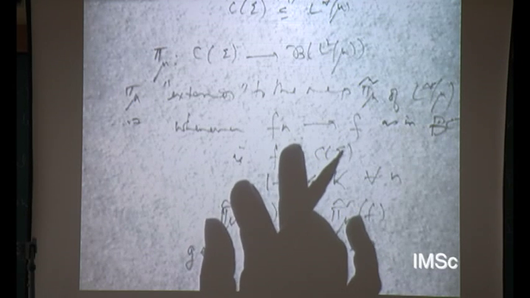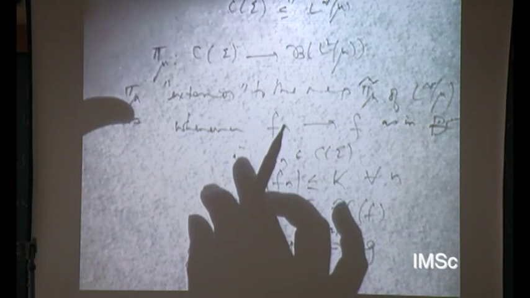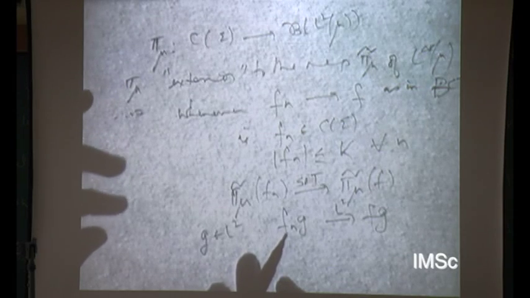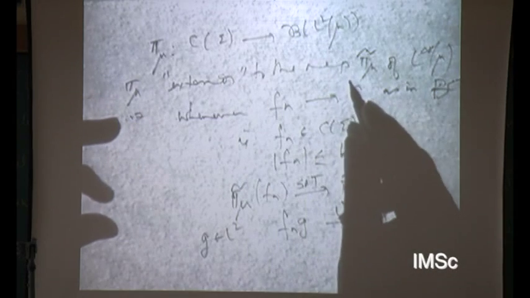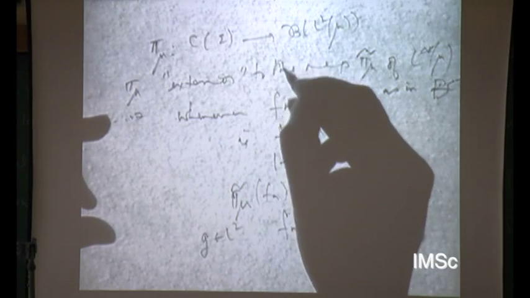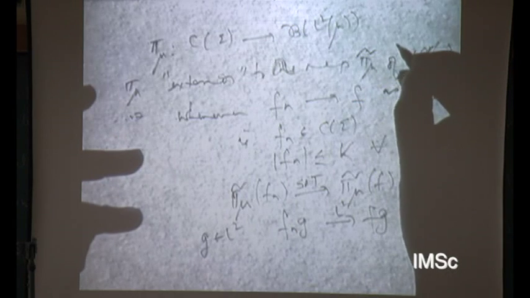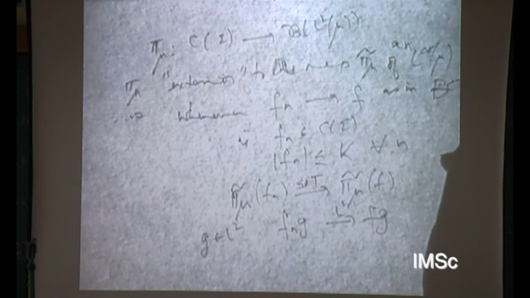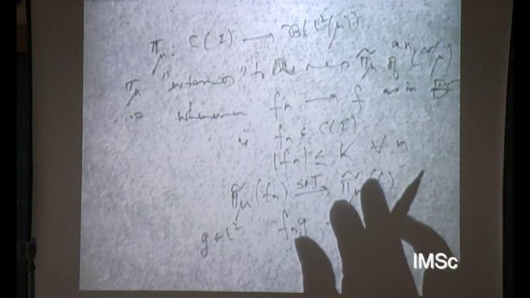Okay, so this is a statement. You are asking how pi mu tilde is defined? So I'm saying that pi mu extends to a representation of L infinity mu. Pi mu tilde on L infinity is given by the multiplication representation.